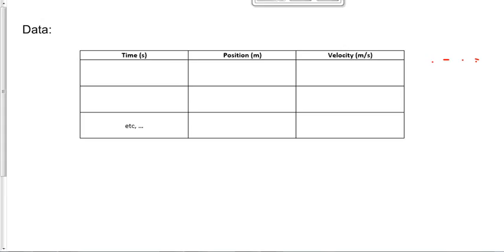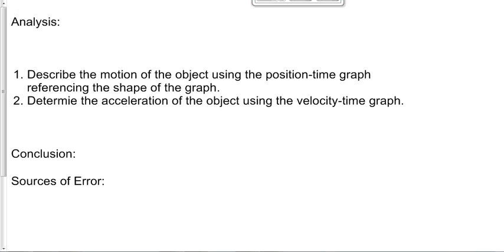Once you have that data, what do you think you're going to do with it? What are you always going to do with the data table? Graph it, except this time, because we have time and position and time and velocity, we're going to end up plotting 2 graphs. The first graph, you can imagine, is going to be position versus time. And the second graph, as you can imagine, is going to be velocity versus time.